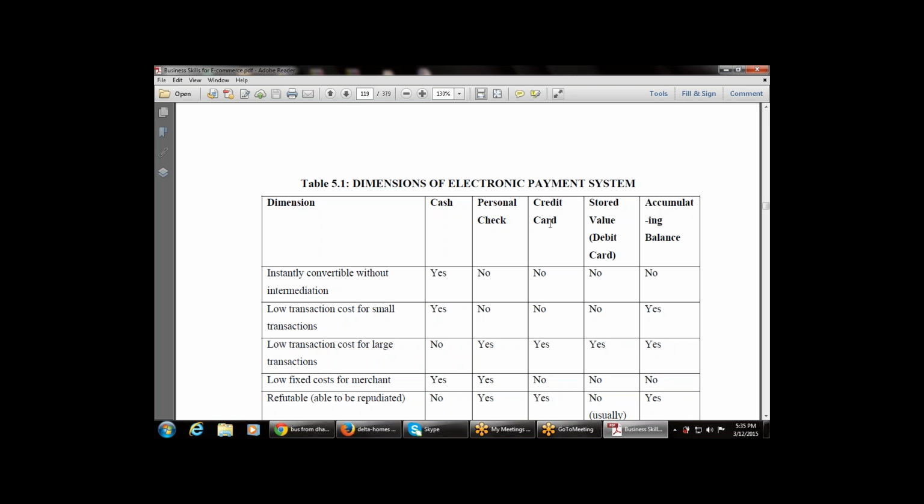The next dimension is low transaction cost for small transactions, that is, a low transaction cost is available for small transactions.